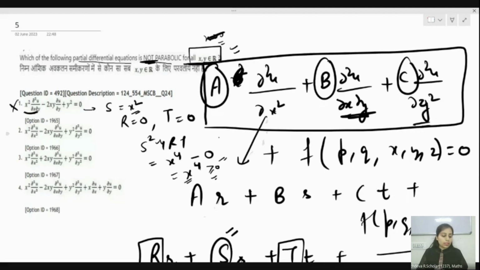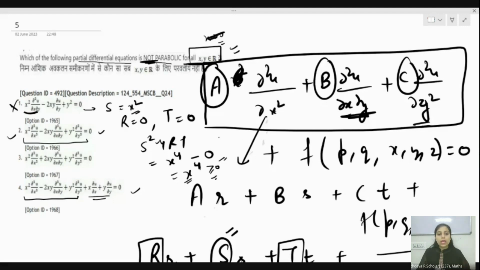Now moving to our second option, we have x square ∂²u/∂x² minus 2xy ∂²u/∂x∂y plus y square ∂²u/∂y² is equal to 0. From here we can see the second and the fourth are similar. The second order terms are similar and we only deal with the second order terms. No need to worry about first order terms, the first derivative terms. So if we check the second, the fourth will automatically be checked.